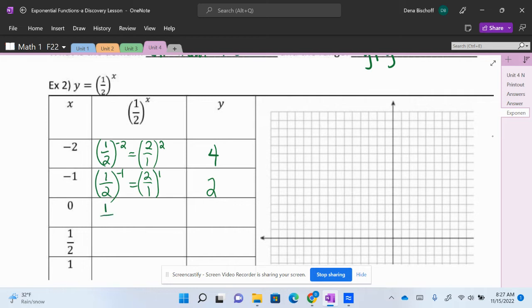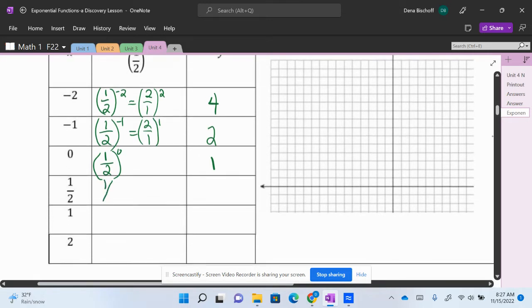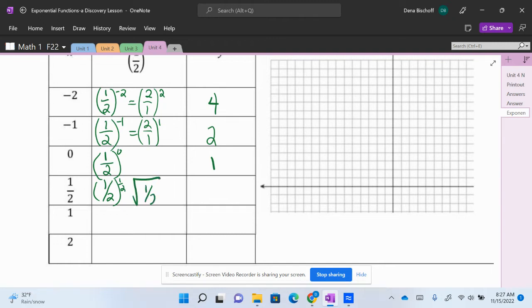Let's take 1/2 to the 0 power. Well, I know that anything to the 0 power is 1. Let's take 1/2 to the 1/2 power. That means the square root of 1/2. So in your calculator, you can do the square root of 0.5, and you're going to get about 0.71 or 0.7. Let's take 1/2 to the power of 1. Well, anything to the power of 1 is just that number. So that's 1/2 or 0.5.